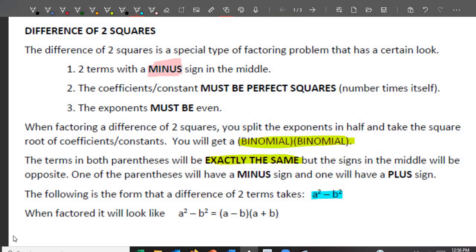If you've got two things that are squared, when you factor it, it's going to look like this. Notice both parentheses have the A and the B. It's just one's got a minus and one's got a plus sign.